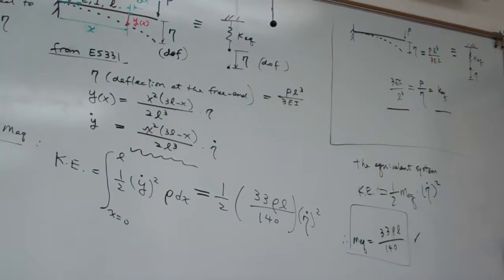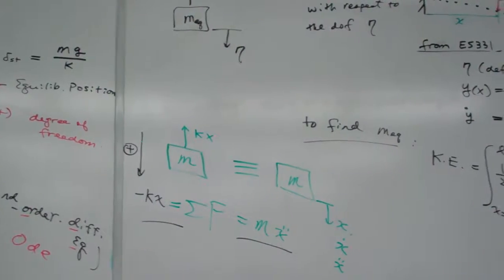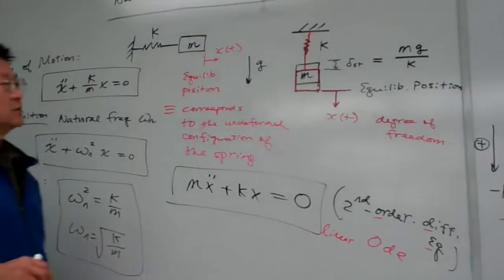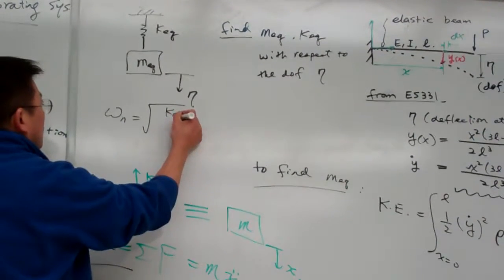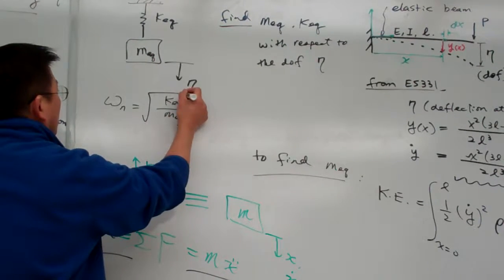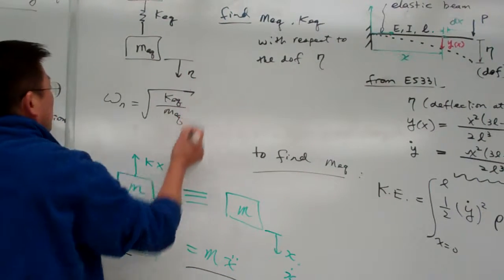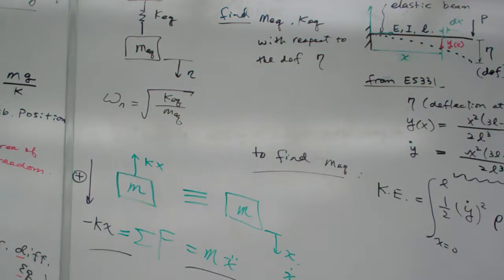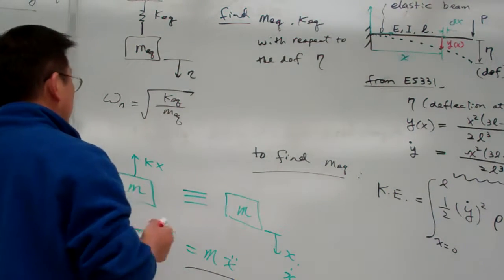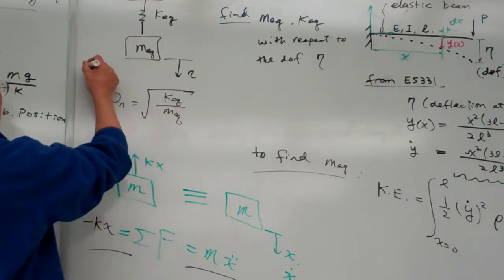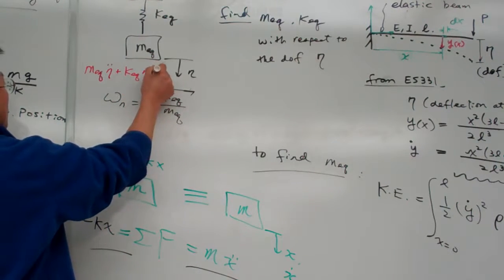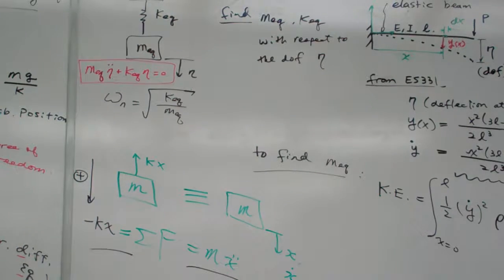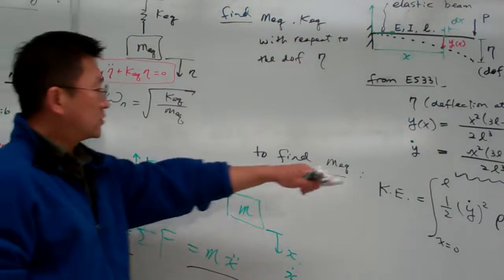So are we able to calculate the natural frequency? Yes. Simply plug in here. The natural frequency simply is equal to the square root of KEQ divided by MEQ. Okay. And the equation of motion for this particular example, in terms of my parameter eta, basically is MEQ eta double dot plus KEQ eta equal to 0. Okay, simply swap the symbols. So once we have the MEQ, KEQ, simply plug in.